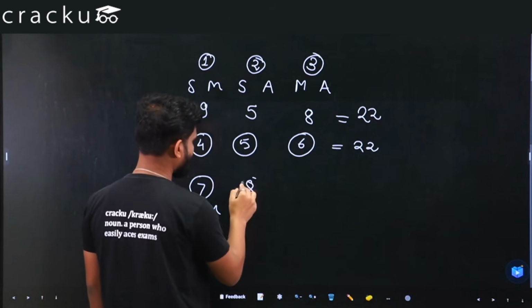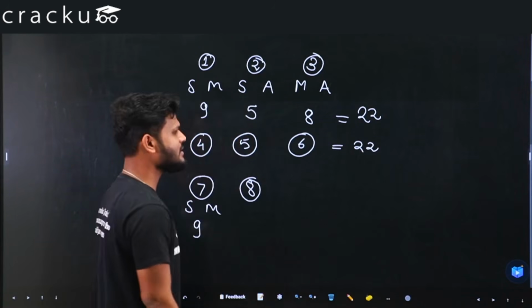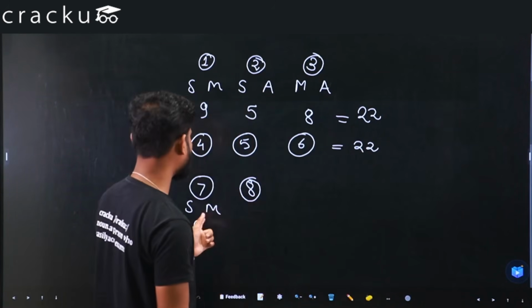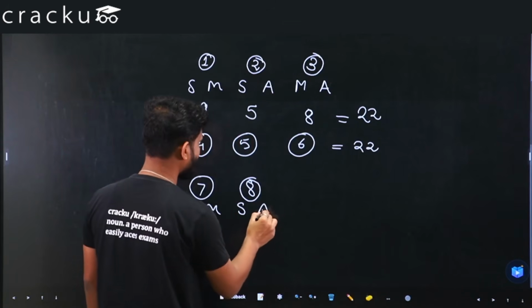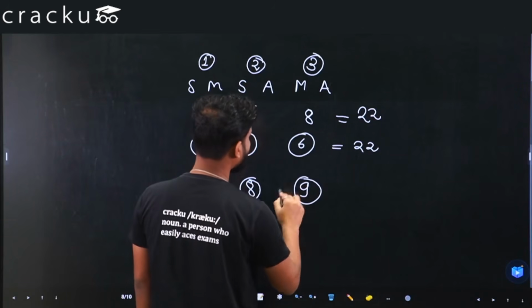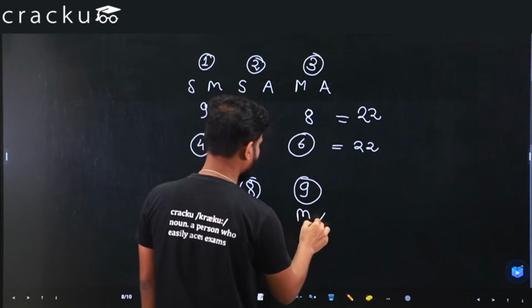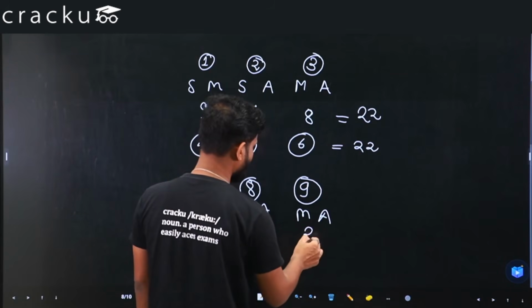On the 8th day, how much work will be remaining? So 22 plus 22 is 44. 44 plus 9 is 53. Then 7 units of work is still remaining. 5 units will be done by these people. And on the 9th day, Mohit and Ayana together will do the remaining work, which is 2 units.